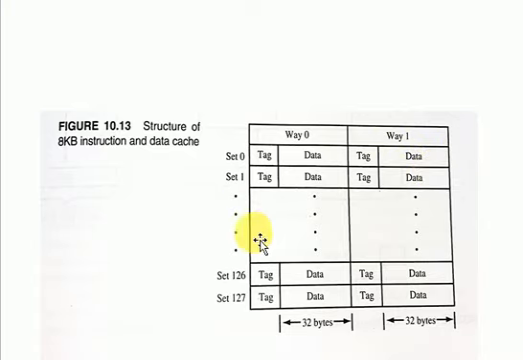Okay. Now here we are having 128 sets, 0 to 127, which means the total number of lines is 256, and each and every line has 32 bytes of data, which means the total capacity of a single data or instruction cache is 8 KB. So this is all about the cache organization of your Pentium microprocessor.